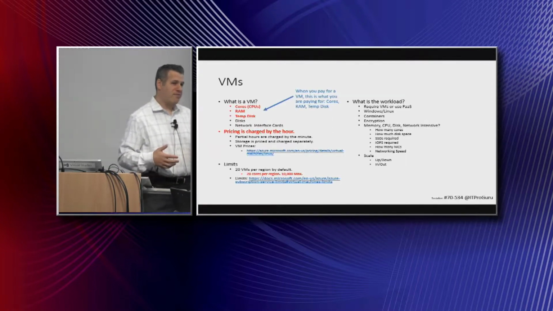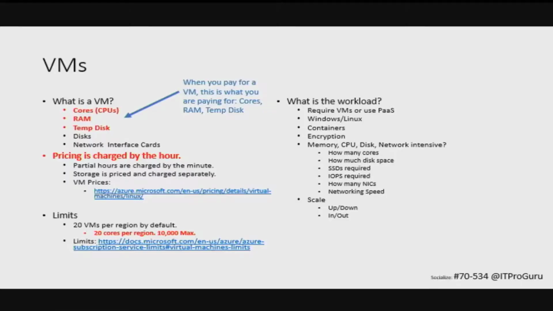The way I think about VMs in Azure is that when you choose a VM, you're really buying three things. You're buying a set of cores, a set of RAM, and a temporary disk, right? Even the operating system disk is kind of divorced from the VM itself because that requires its own storage charge. The network interface card that connects your VM to the VNet that it's in or the internet is also separate in ARM. And you can have multiple NIC cards associated with your VM.